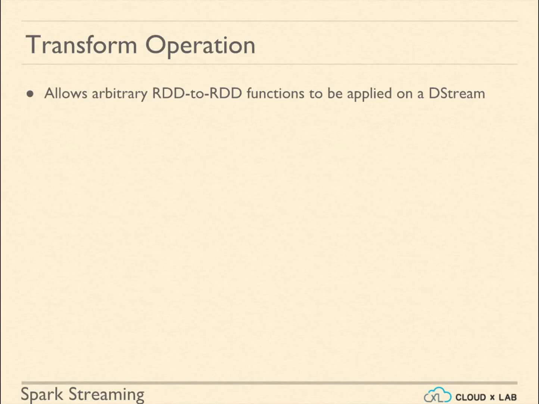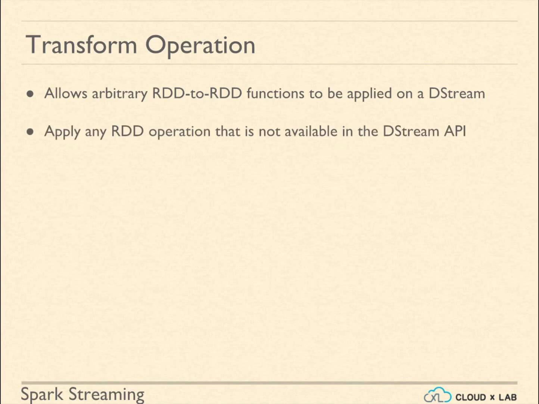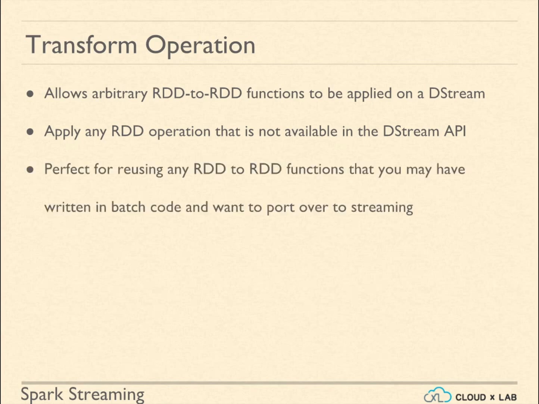Transform operations allow arbitrary RDD to RDD functions to be applied on a DStream. It can be used to apply any RDD operation that is not available in the DStream API. Transform operation is perfect for reusing any RDD to RDD function that you may have written in the batch code and want to port over to streaming.